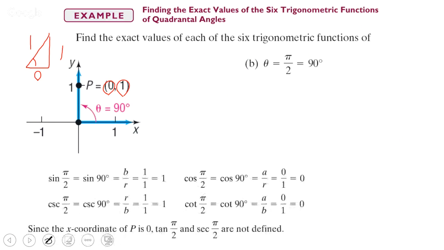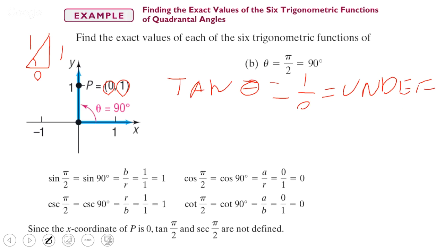From there, we have sine is opposite over hypotenuse, so that's 1 over 1, which is 1. Cosine is adjacent over hypotenuse, which is 0 over 1, which is 0. And tangent is opposite over adjacent, so 1 over 0, which is undefined.